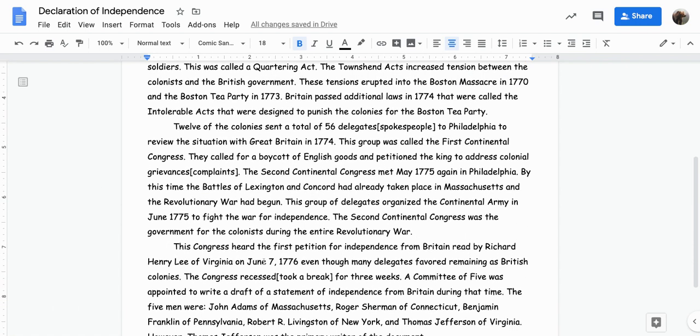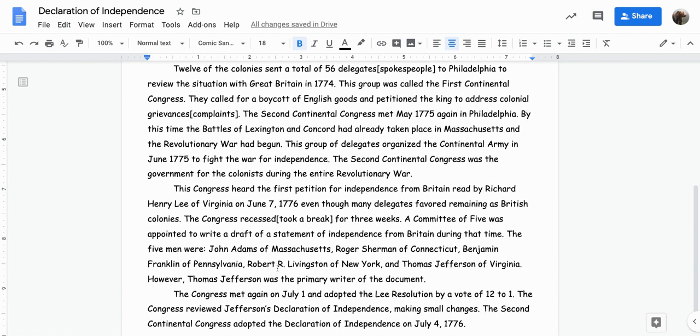Let's keep reading. 12 of the colonies sent a total of 56 delegates or spokespeople to Philadelphia to review the situation with Great Britain in 1774. This group was called the First Continental Congress. A congress, boys and girls, is like a meeting or a group of people that meet. They called for a boycott of English goods and petitioned the king to address colonial grievances.